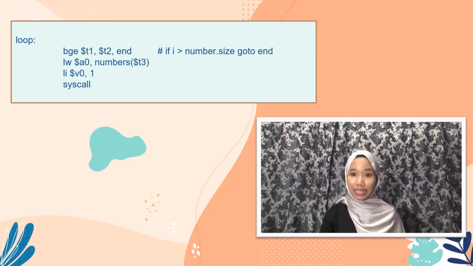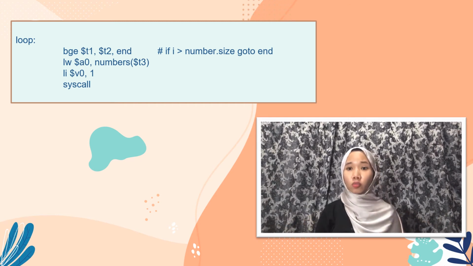At the loop section, we want to know whether I is greater than the number dot size. So we will use BGE. If it is true, it will go to the end, otherwise, we load the numbers in register $T3 into $A0. After that, the value of 1 is loaded into V0 to print the integer, and the system call code will print the numbers to the console or the screen.